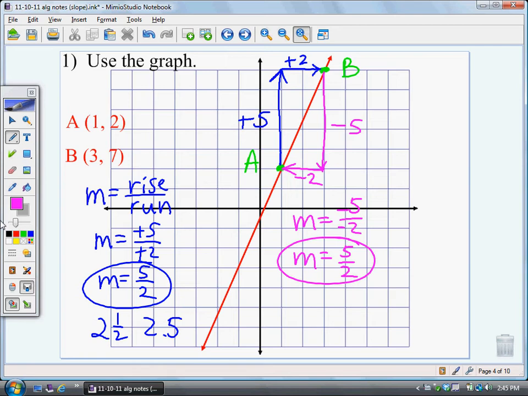When you go back to one of the original definitions, we said that slope was the number of units that a line rises for every 1 unit of horizontal change. If you look, when you go 1 unit of horizontal change, you've gone up 2.5. That's to get to that point. And that's what 5/2 equals, 2.5. So that's your slope.